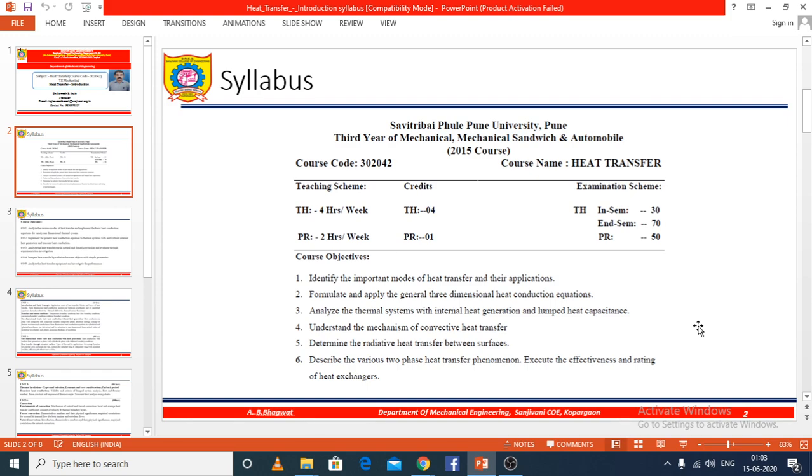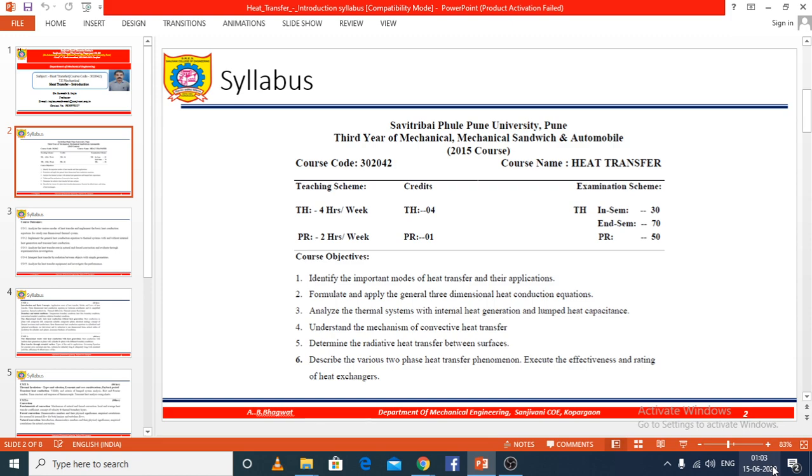So let's have a discussion about the course objectives of the subject heat transfer. There are six objectives mentioned over here. First is to identify the important modes of heat transfer and their applications. Second, application of the general three-dimensional heat conduction equation. Third is to analyze the thermal system with internal heat generation and lumped heat capacitance.